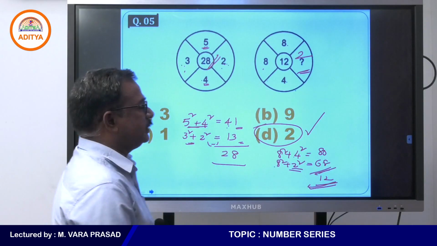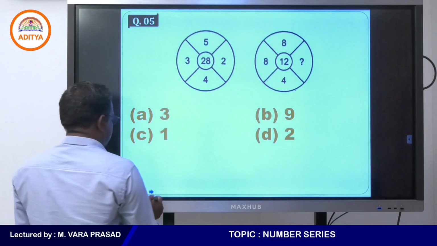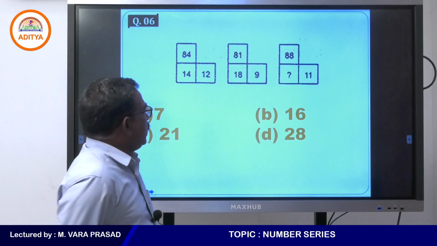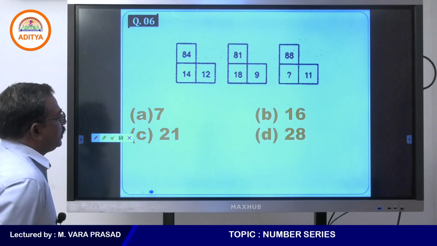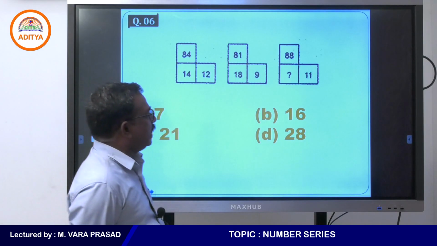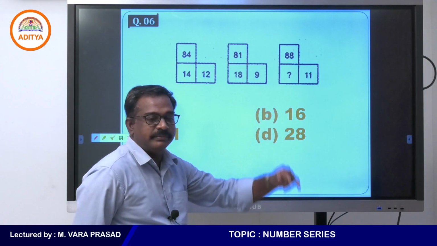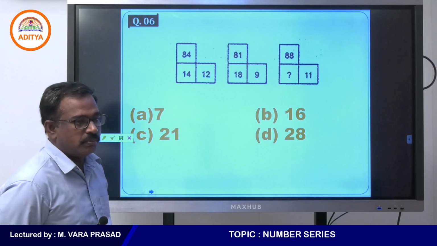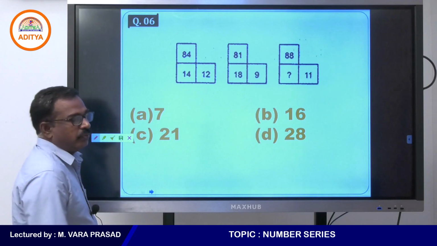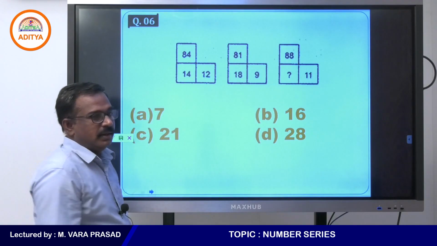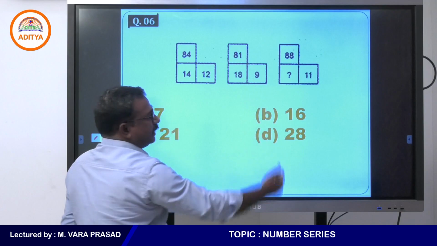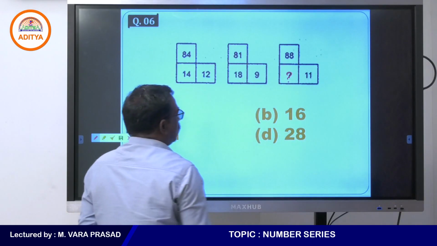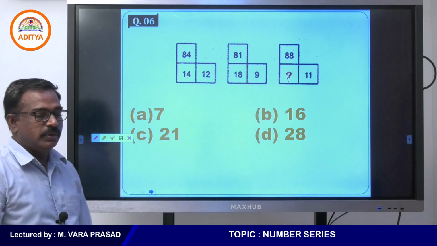We will give the next question, you see what is the next question. Here another model question is there: 84, 14, 12; 81, 18, 9; 88, question mark, 11. So what will you get in the question mark place? 84, 14, 12 is there here, and here 81, 18, 9, and here 88, question mark and 11.